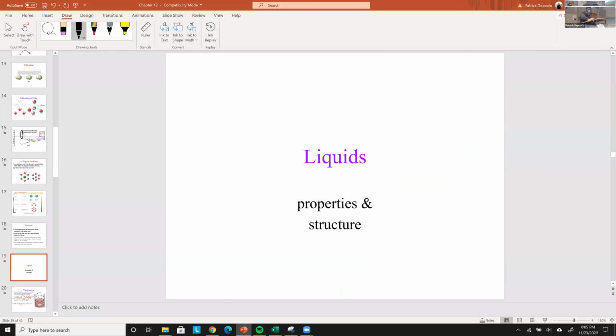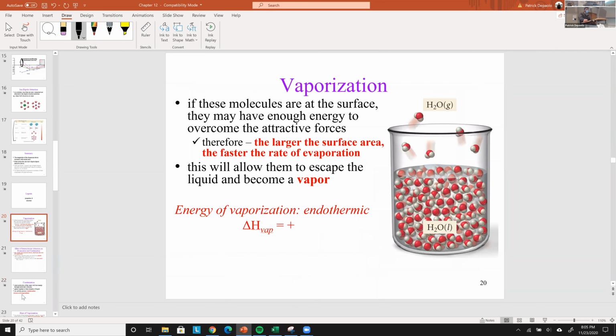Liquids. Okay, vaporization. If you have water, if these molecules are at the surface, they may have enough energy to overcome the attractive forces. So this is where we get evaporation. We all experience water, and if you spill it on the table and leave it there, it evaporates. It takes a while, depending on how much water you have.